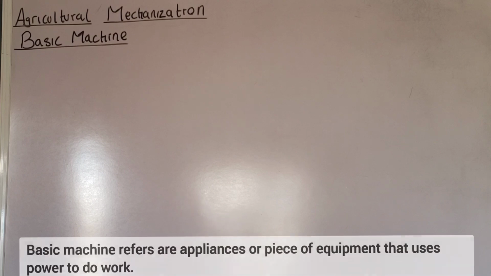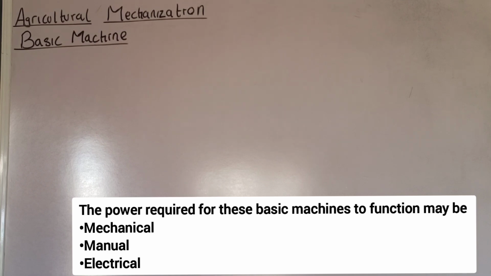Now let's talk about basic machines. Basic machines are appliances or pieces of equipment that use power to do a particular job. Pay attention to the words appliances and piece of equipment. This power may be mechanical, manual, or electric power. Examples include mowers and threshers, which are used in the production and processing of crops. We are going to look at those as we delve deeper into this course.